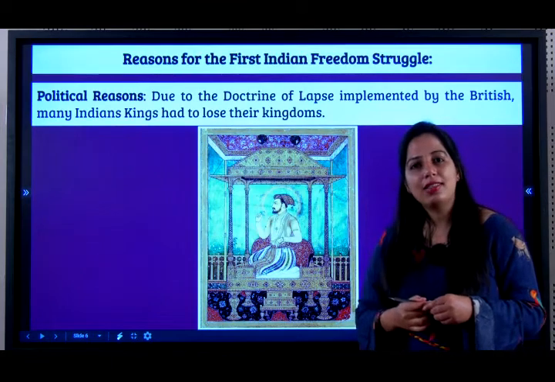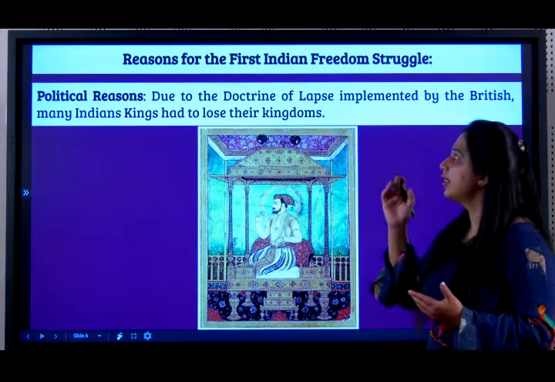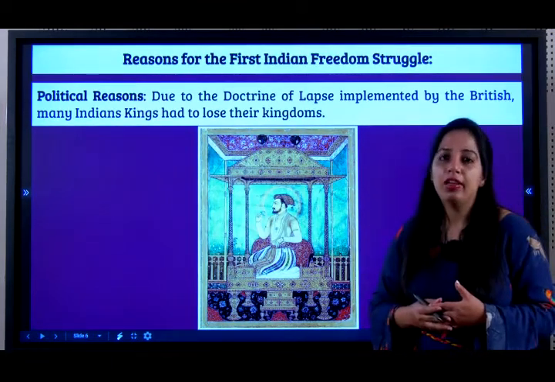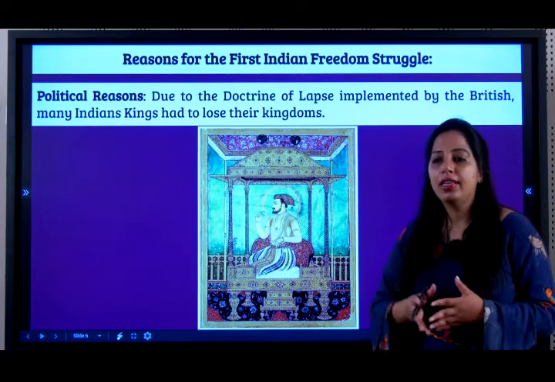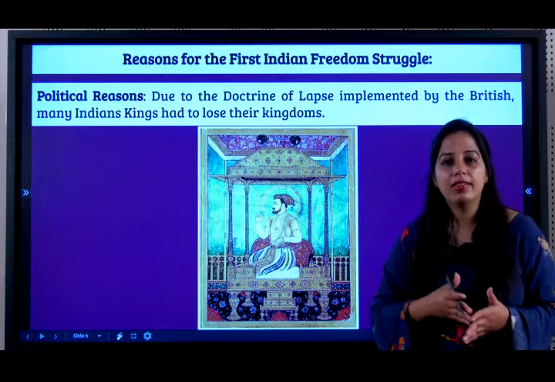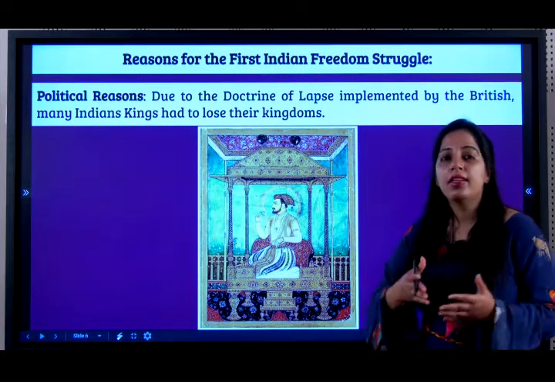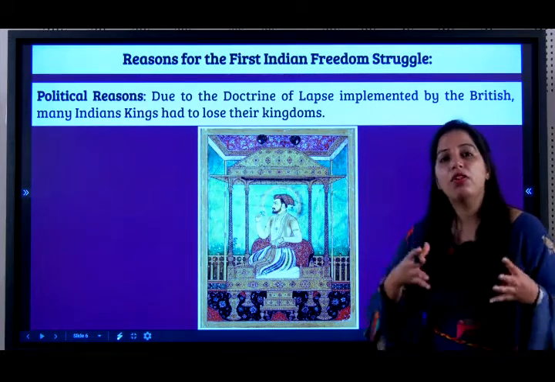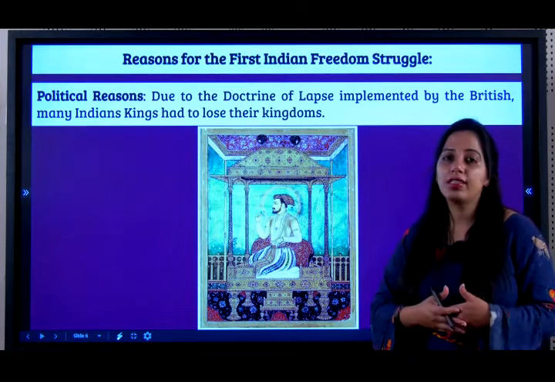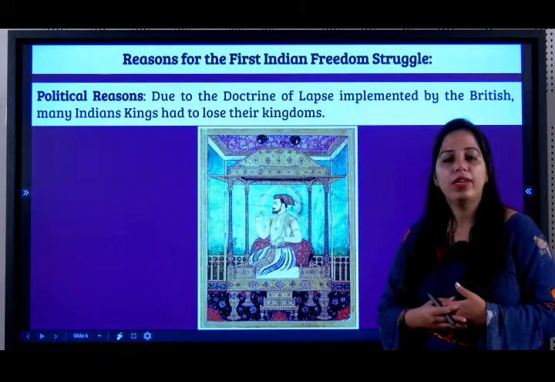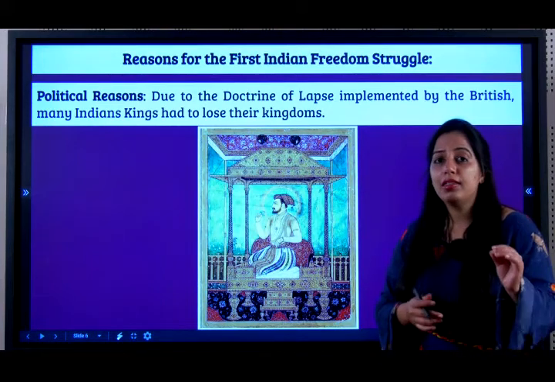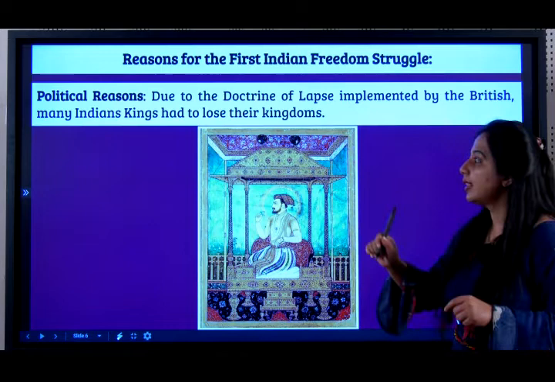Now, students, let us discuss the reasons for the first Indian freedom struggle. Will you get this question in your exam? Yes, it's almost asked every year. They would ask, state the political reasons, state the administrative reasons, state the immediate cause. They can ask from any point of view, or they can just generally ask, state all the reasons for the first war of Indian independence. So, you must learn to write this answer in detail as well.